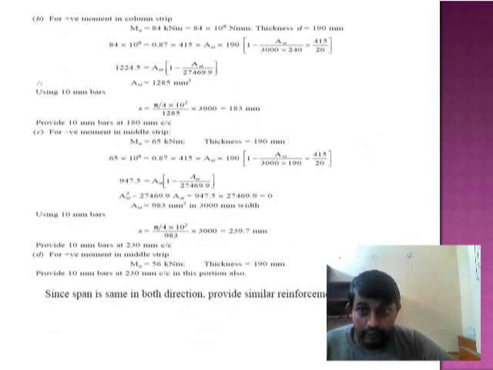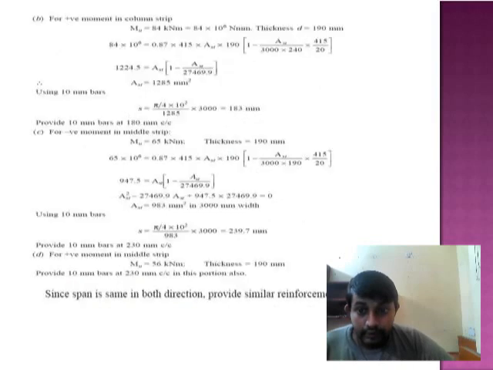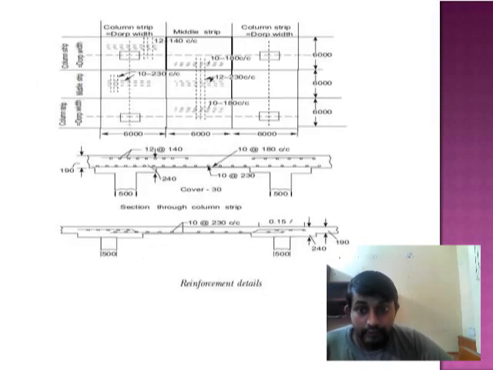For positive moment in column strip, M equal to 54 kilonewton meter. So from that we calculate Ast. After using 10 mm bars, we get spacing as 183 mm, so we are providing 10 mm bars at 180 mm. Same thing we calculate for negative moment also. In the middle strip we get spacing as 230 mm, providing 10 mm bars. Since the span is the same in both directions, provide similar reinforcement in all directions. So this is the final reinforcement detail.